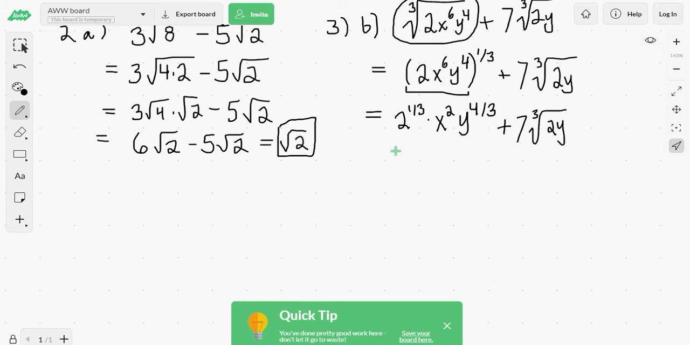Okay. So now we're almost there. We just want to get things back into radical form. Notice, well, before I even do that, notice first that this y to the 4/3 is the same thing as y times y to the 1/3, because 4/3 is just 1 plus 1/3.